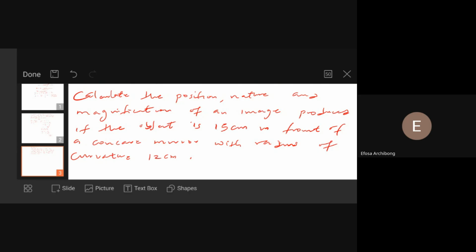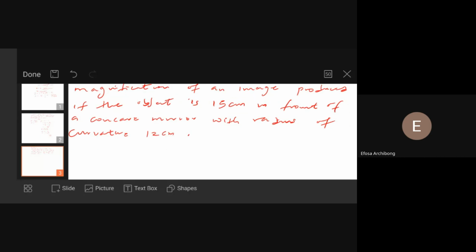When they say nature, they want us to tell if the image formed is a real or virtual image. And when they say magnification, of course, you know what magnification is. You can always use the ratio of the image distance to the object distance to get your magnification. So let's start by calculating the position of that image.